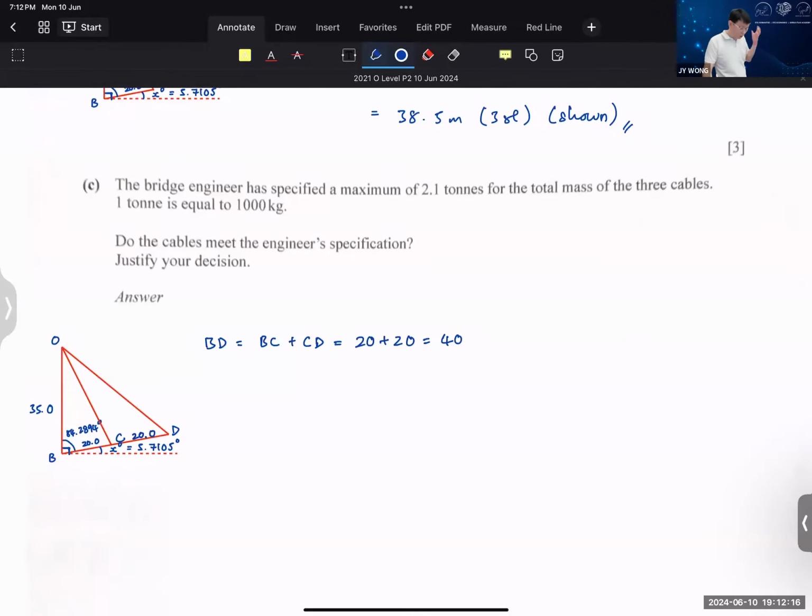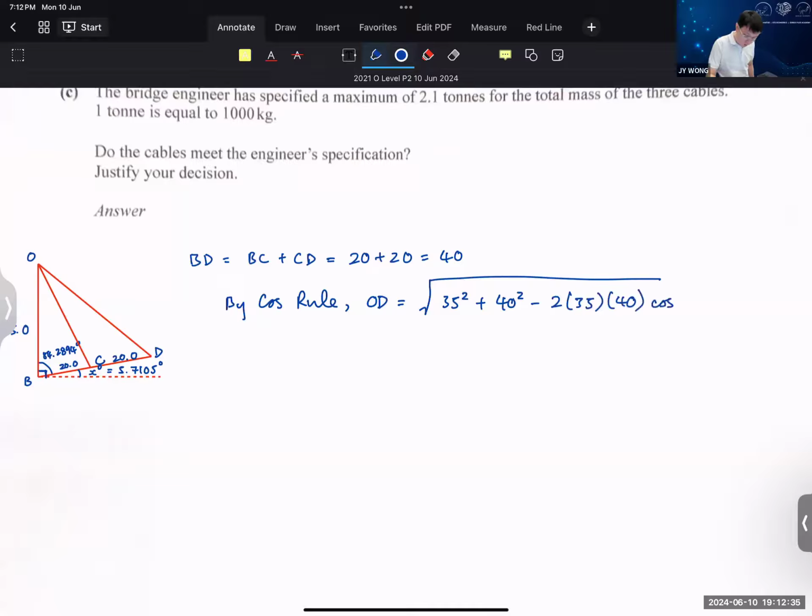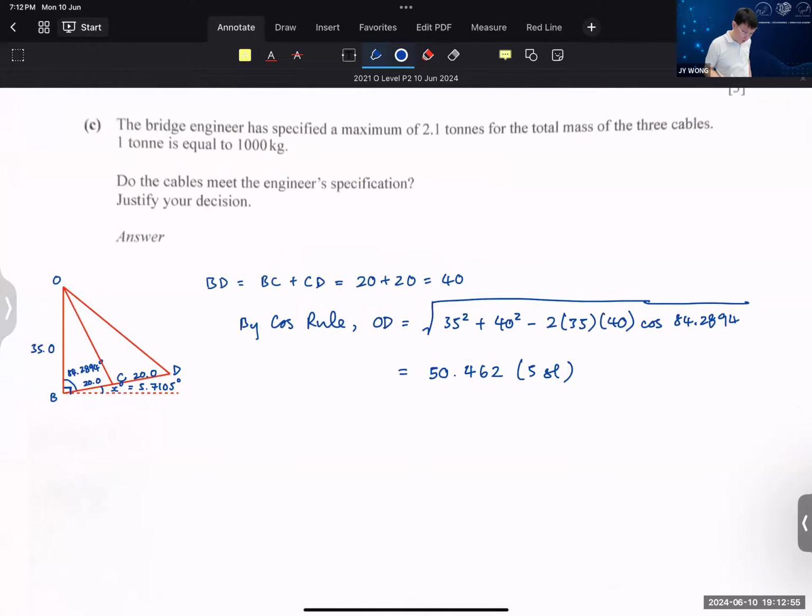You are using back the same angle and you are using cosine rule once again. So by cosine rule, OD is equal to square root of a squared plus b squared minus 2ab cosine, same angle, 84.2894. And it will give you about 50.462 in 5 SF. Okay?